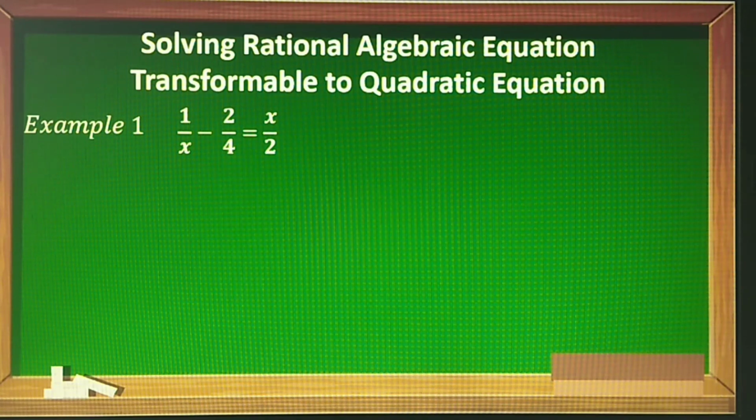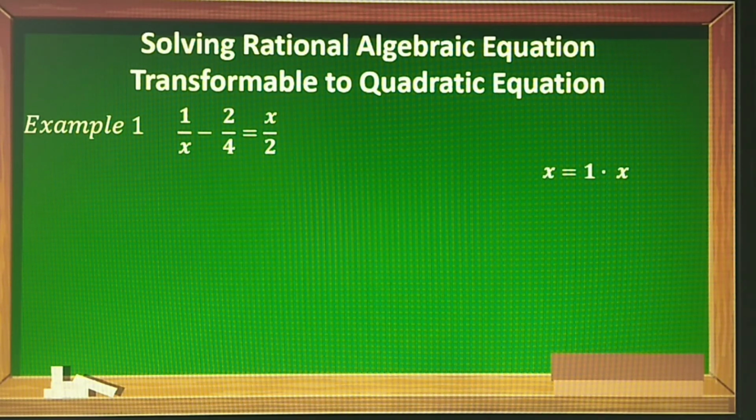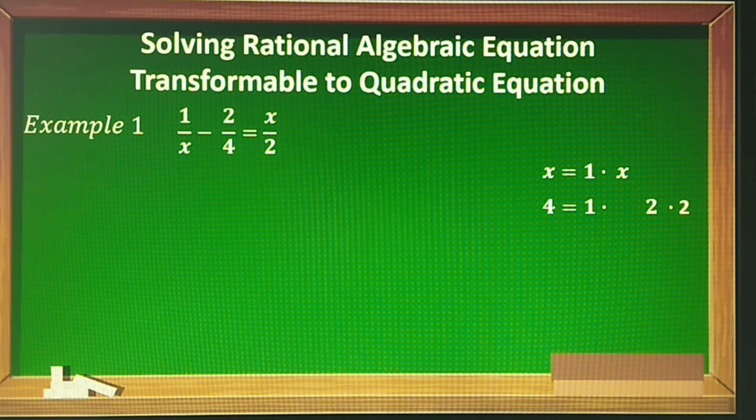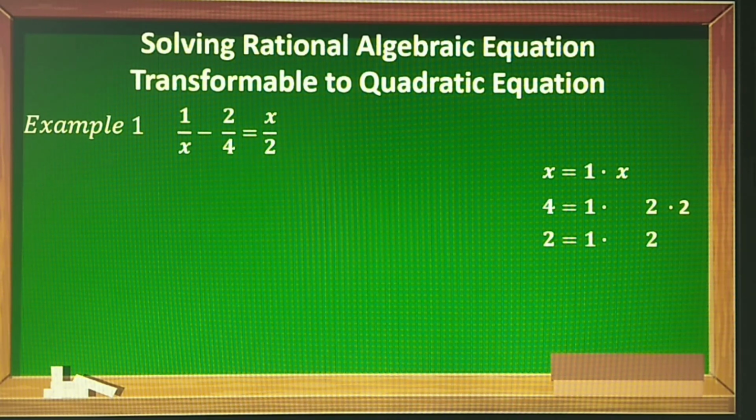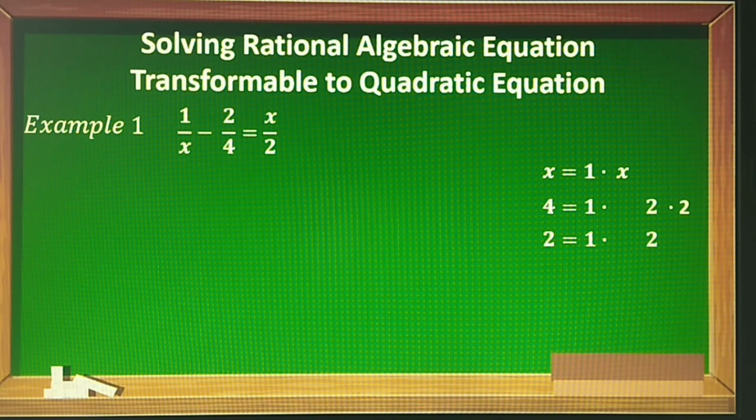1 over x minus 2 over 4 is equals to x over 2. So, our goal here is to eliminate the denominator x, 4, and 2 and transform it into standard form. And to do that, we will find the LCD. So, we will list down all the prime factors of the denominators katulad nung ginawa natin kanina. Prime factors ng x ay 1 times x. Ang 4 ay 1 times 2 times 2. Ang prime factors ng 2 naman ay 1 times 2. So, again, pinagtapat-tapat lang natin yung magkakatulad ng factors, tapos hiniwala yung mga walang katulad na factors.